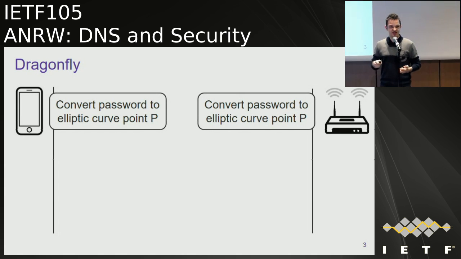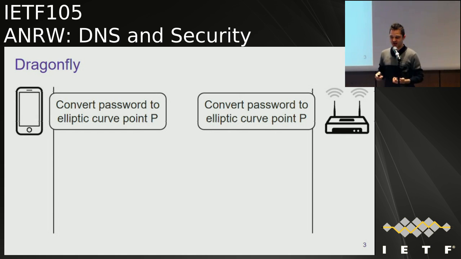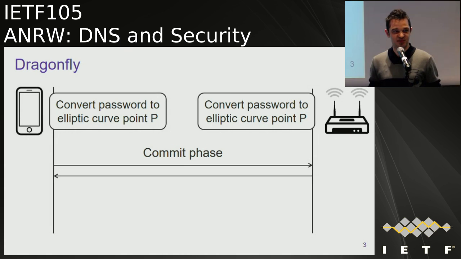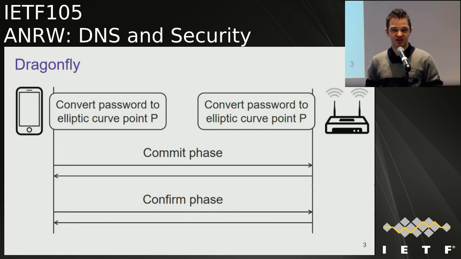The handshake consists of two main phases. I'm not going to go into detail. Basically, we first have the commit phase where the actual session key is being negotiated. And then there is, at least in the case of Wi-Fi, a confirm phase that confirms that both parties indeed used the same password and that they negotiated the same session key. And the important question here is, how is this password converted to a group element?